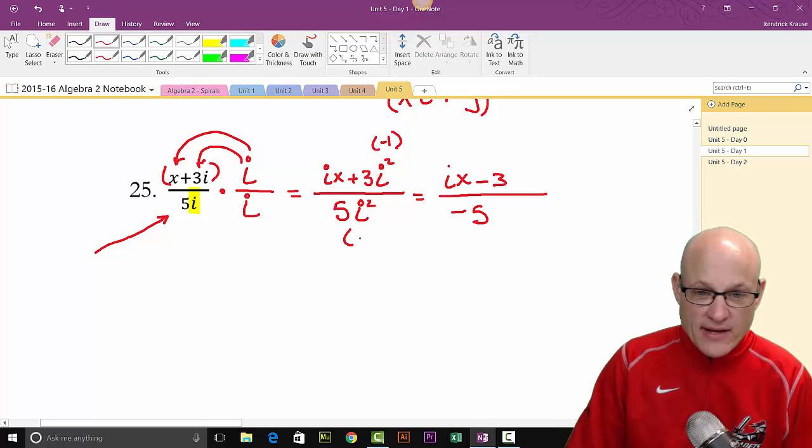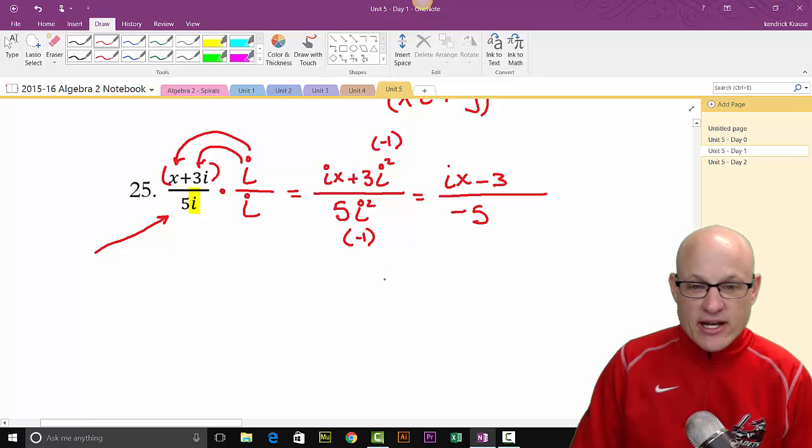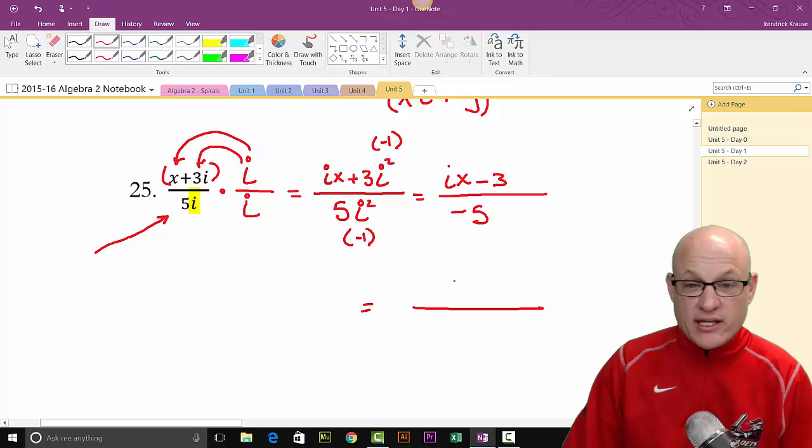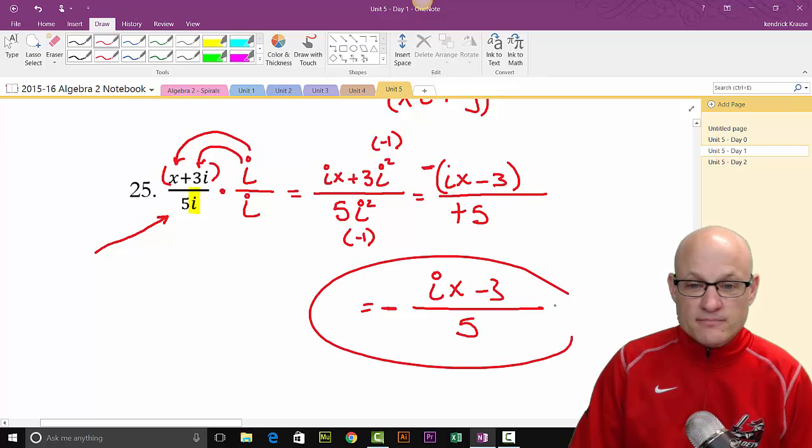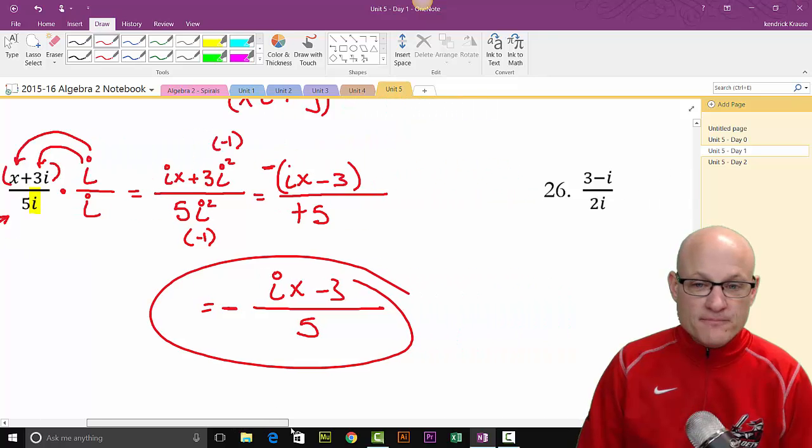Now, why is it negative 5? Because this is really a negative 1 here. You're not allowed to leave that negative in the denominator, and you have to be very careful. If you take it and put it in the numerator, you're going to have to make sure you put this in parentheses. So you can either do this, or to be safe, just put the negative out front and do ix minus 3 over 5. Tough problem. That was tricky.